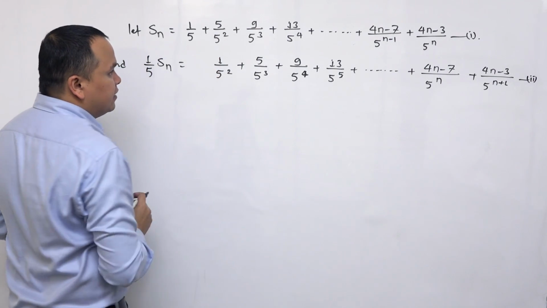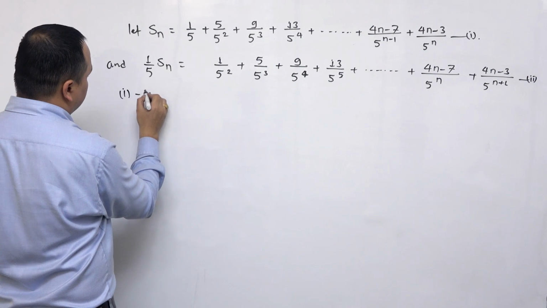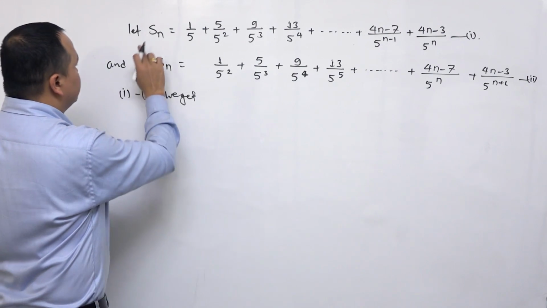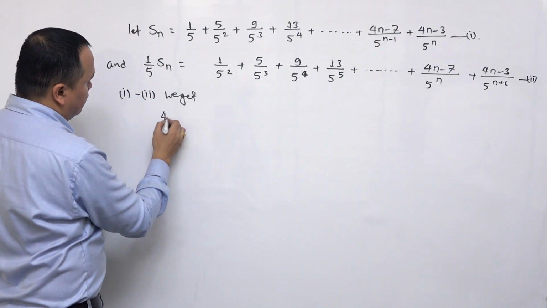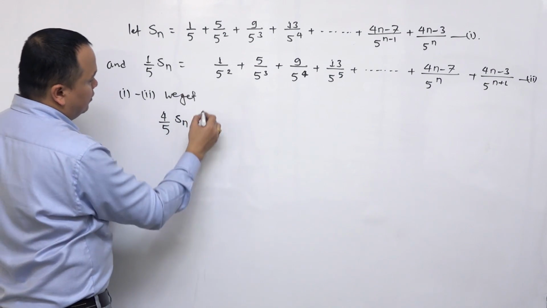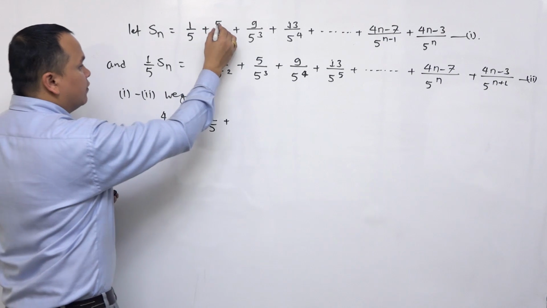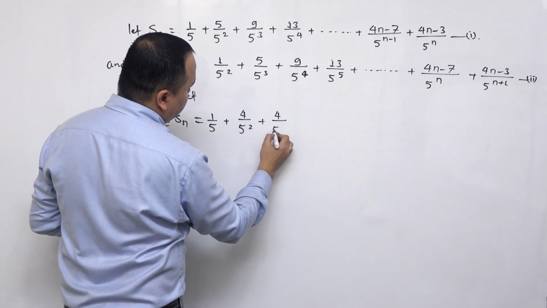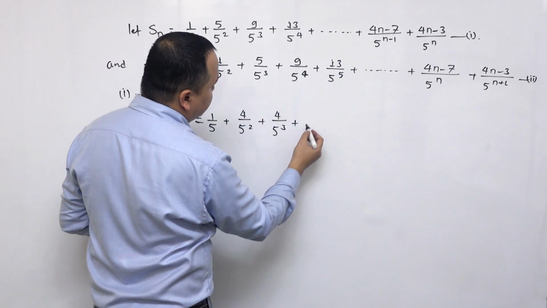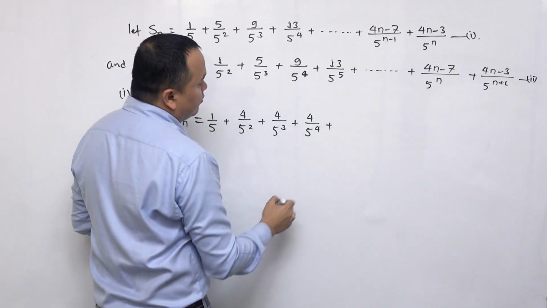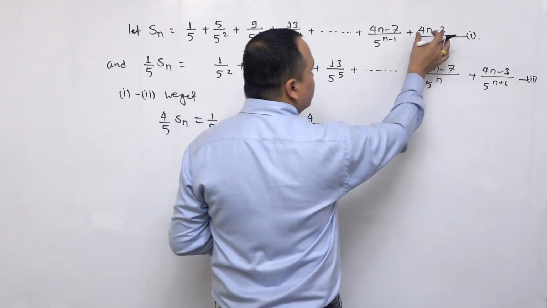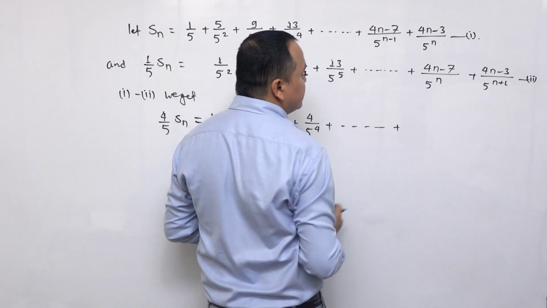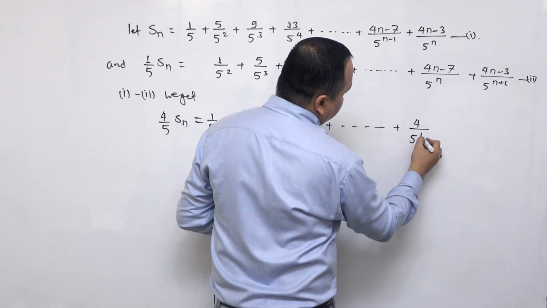Now I minus II, we get 1 minus 1 upon 5, 4 upon 5 Sn, equals 1 upon 5, 5 minus 1, 4 upon 5 square, 9 minus 5, 4 upon 5 cube, plus 13 minus 9, 4 upon 5 to the power 4, plus, here, 4n minus 3 minus 4n minus 7. 4n minus 4n cancels, minus 3 plus 7, which is 4 upon 5 to the power n.